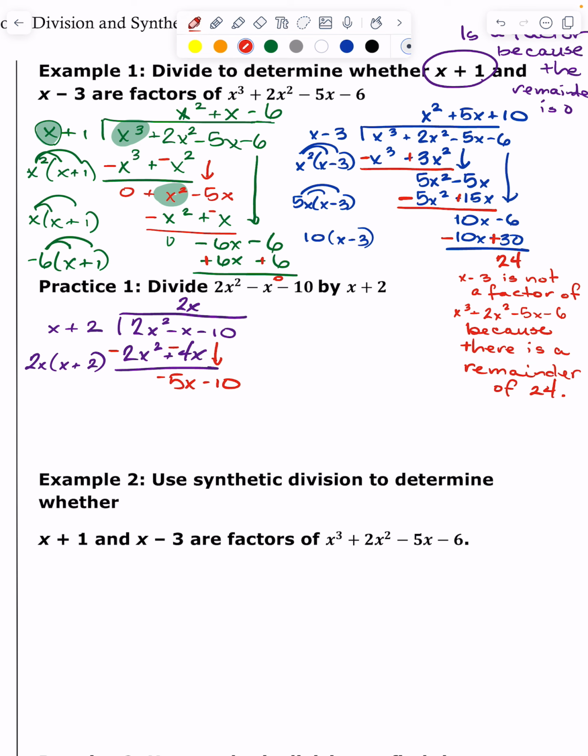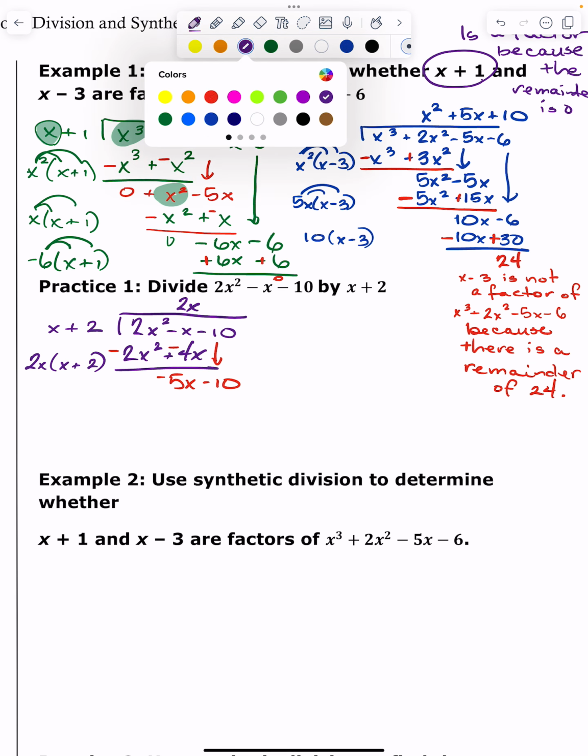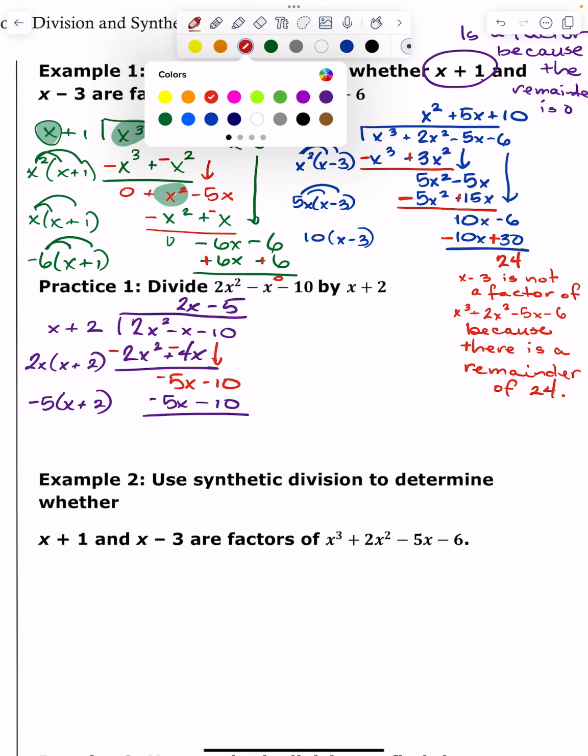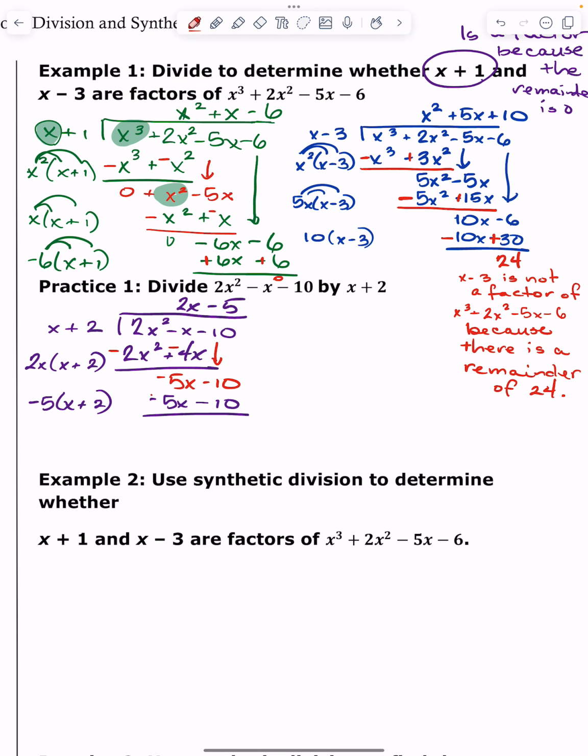I have got to multiply x by minus 5 to make that minus 5x. I get minus 5x minus 10. I'm going to subtract both of those, which means adding 5x and adding 10, I get a remainder of 0.